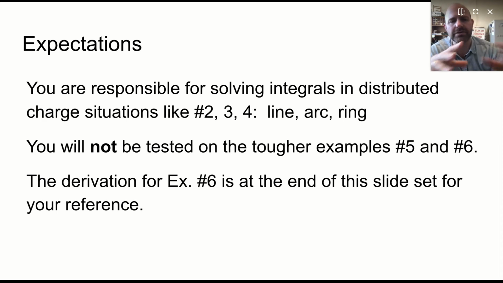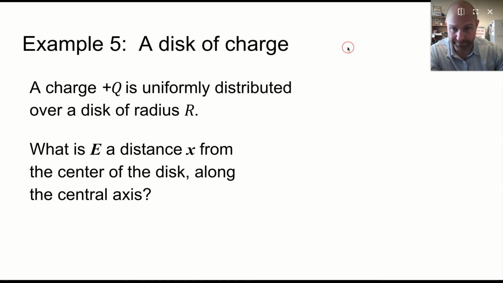But I just want to point out there's a lot to this. You should be able to, and this is what you are expected to do on the AP exam, use the integration, use the symmetry to figure out things like situations 2, 3, and 4, right? A line, an arc, and a ring. You are not expected to be able to do the tougher examples like 5 and 6. Example 6 is at the end of this slide deck, which you can look at, with just a long line segment of charge, which is different than a line. And then we'll use a different method, Gauss's law, for highly symmetric, kind of infinite arrangements of charge, which actually end up being kind of elegant and pretty.